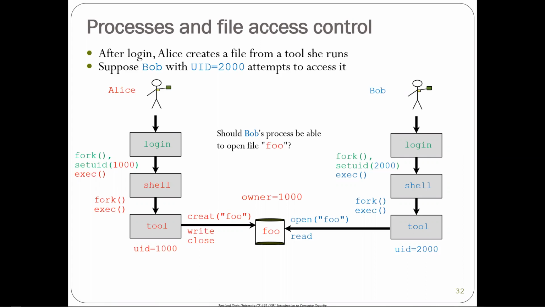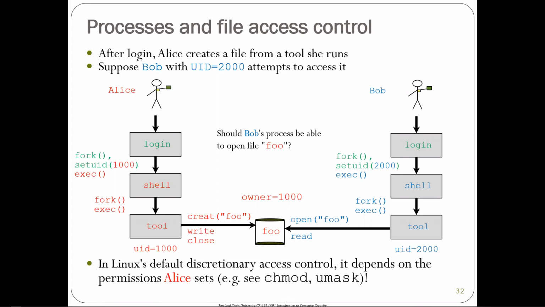And based on our previous conversation, this depends on what Alice has set as her discretionary access control policy. And this is where chmod and the umask come in. Alice can allow this access if, for example, she has other read access enabled for this particular file in her umask. So the security reference monitor in the kernel is basically going to enforce Alice's policy to determine whether Bob's process has access to that particular file.